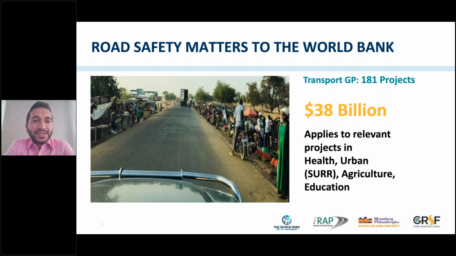have 181 projects across the world, worth 38 billion USD in investment. As I mentioned earlier, road crashes affect the poor mostly, and these are the countries where we work. So road safety is an utmost priority to our transport projects to ensure a safe and efficient transport system. In transport projects, we try to make sure road safety is addressed in other GP projects such as urban, health, agriculture, and education.